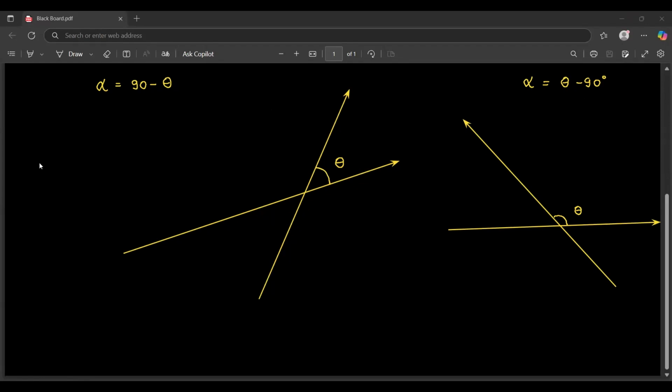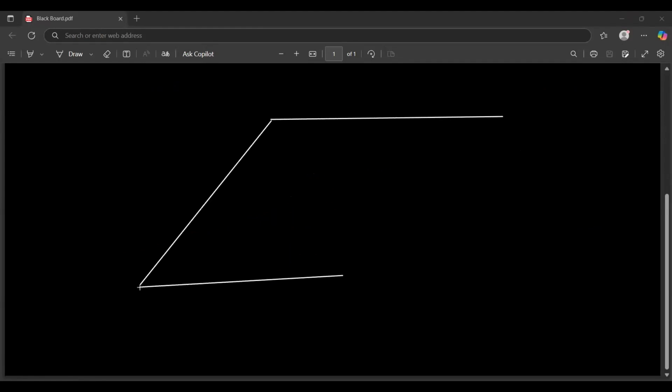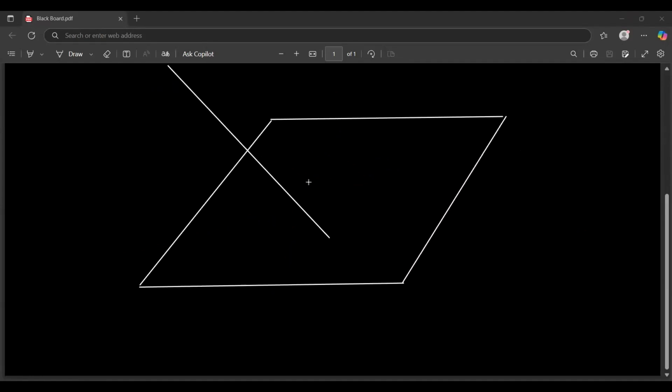Okay, it's actually simple. Let me draw it for you. Let's say this is the plane, and this is the line that is passing through the plane. And the direction vector is given in this direction.